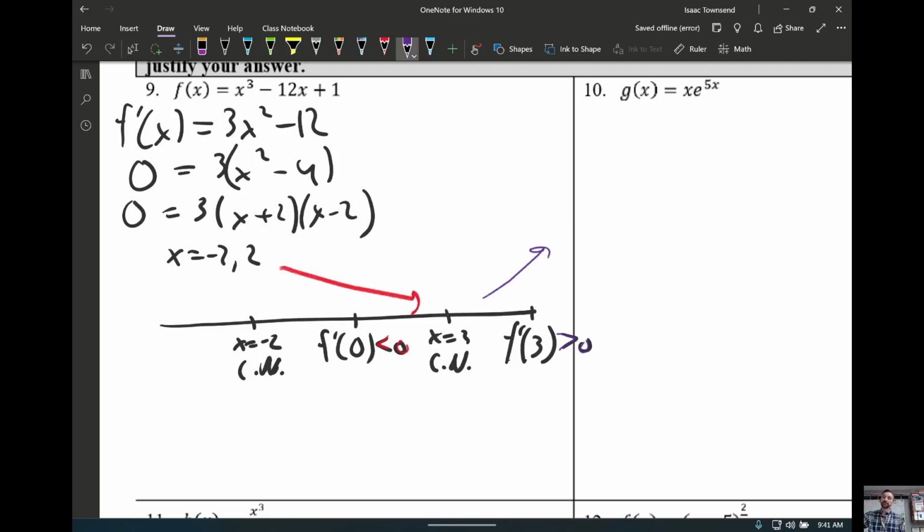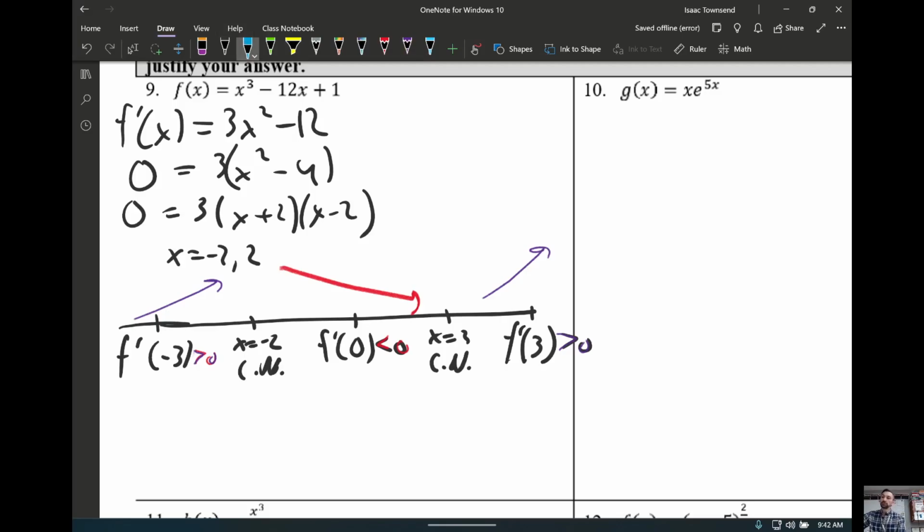The only other place it might be changing directions is -2. So let me see what was going on to the left of -2. Plug in something like -3 into the derivative. Positive times a negative would be positive. When the first derivative is positive, the slope is positive. When the slope is positive, your graph is increasing.